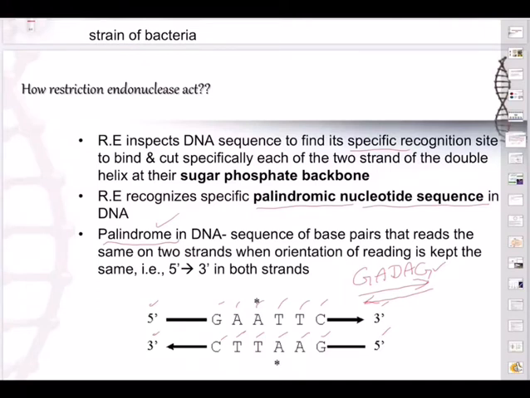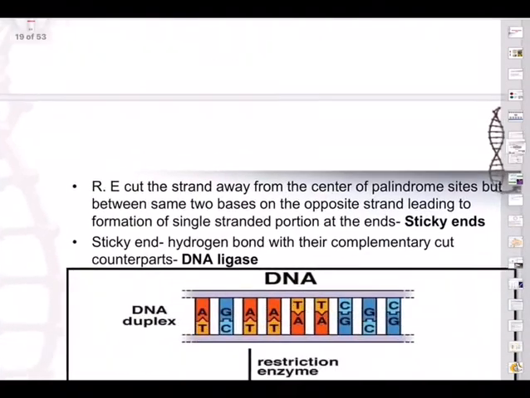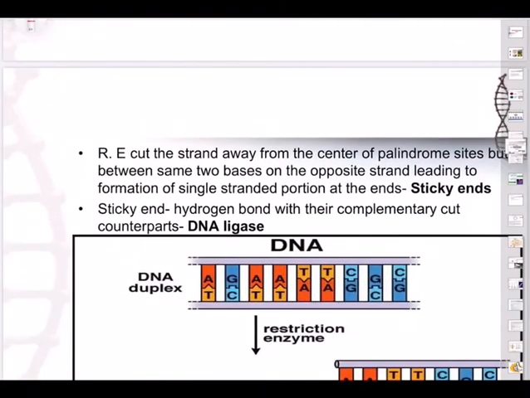That's a palindrome. So a palindrome in DNA is the sequence of base pairs that reads the same on two strands when the orientation of reading is kept in the same direction. You must remember this. Normally this is asked: what is a palindrome? Give an example, in your CBSE exam, as a 1 mark or 2 marks question. So keep remembering what a palindrome is.